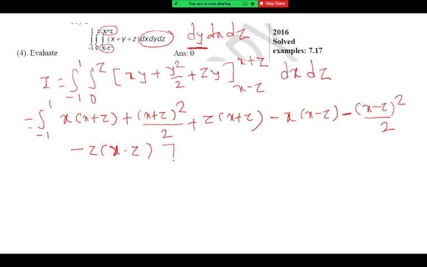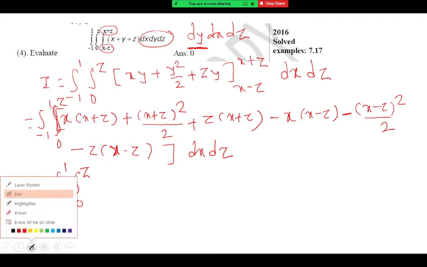So that is about the replacement of upper limit minus lower limit, and dx dz as it is. Now if we simplify this, there is one integral I left, the integral from 0 to z. Okay, so this integral 0 to z is there. And now just simplify. I will write it here.